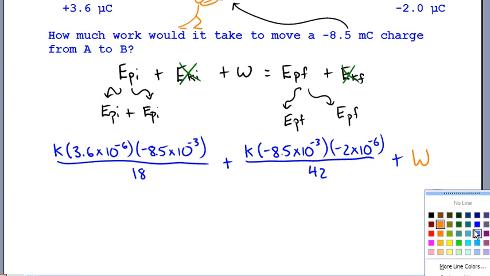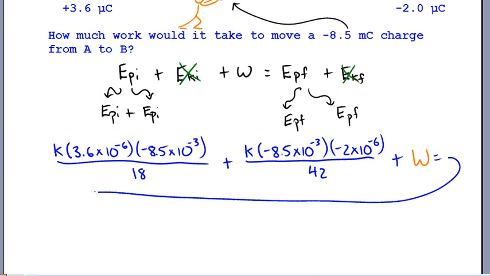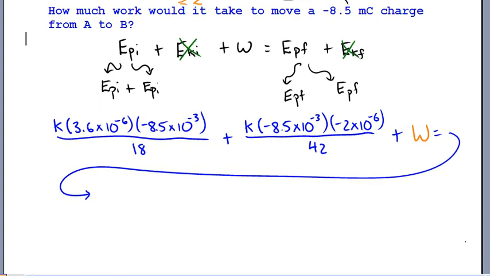And as you can see, I've kind of run out of room. That's okay. I'm just going to word wrap this around and we'll finish the rest of the equation off. Now I'm going to put in the final potential energies, right? Plural because there are two.